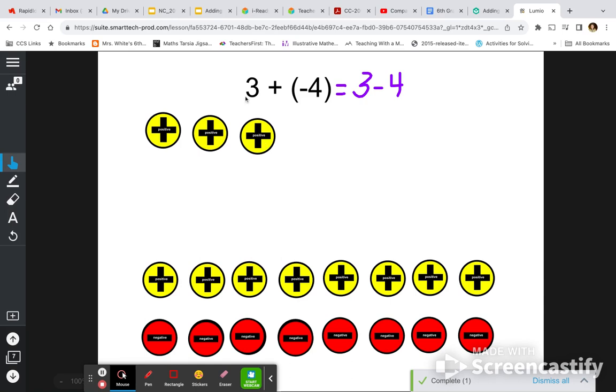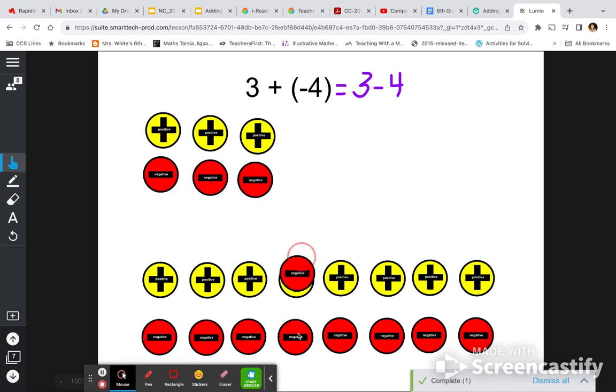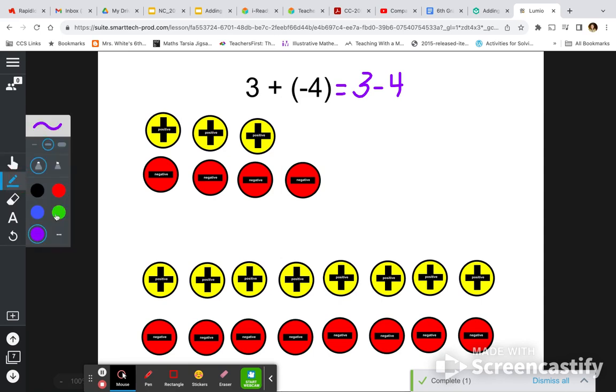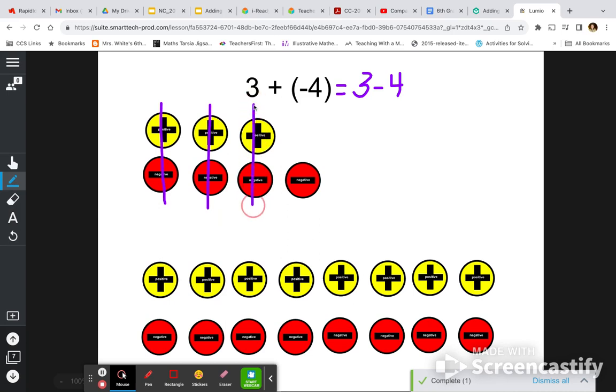So we're at positive 3, and I'm combining that with -4. So I need to put -4, or 4 negative chips here. Okay. So again, we know when we have the additive inverse, we are making a zero pair, so they cancel each other out. So here we have a zero pair, it cancels out. Zero pair cancels out.